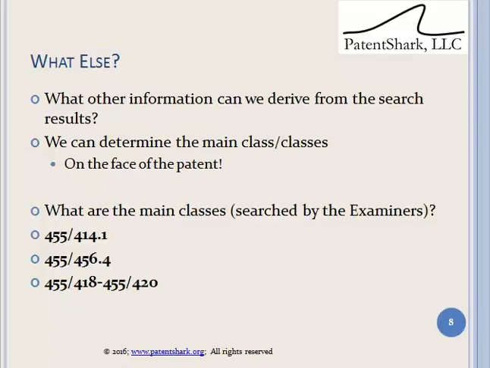Based on all these patents that you found, what other type of information can you derive from the search? As we said, you can determine the main classes which are on the face of the patent. In this case, it seems like the main class that was searched by the examiners was the 455 class. Now we put some of the specific classes like 455/414.1, 456.4, or 418 to 420. However, if you want to be all-inclusive and very detail-oriented, you can search the entire 455 class, depending on how big it is, what your time constraints are, and what your cost is by the inventor.